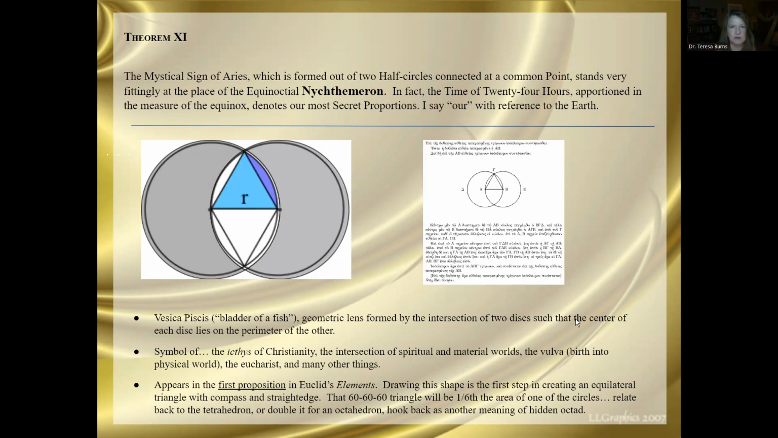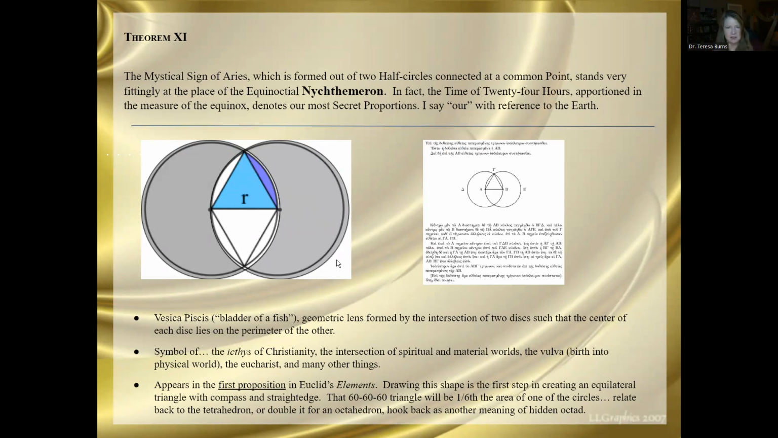Here this is in ancient Greek. I'm not expecting you to read it. I just want to show you what the first proposition of Euclid looks like. Drawing this shape is the first step also in creating an equilateral triangle. So you just draw a line from there to there to there to there. You have an equilateral triangle. You have one down here too.